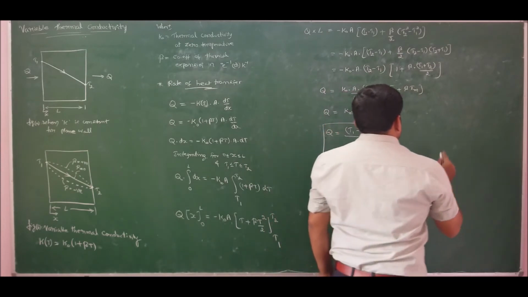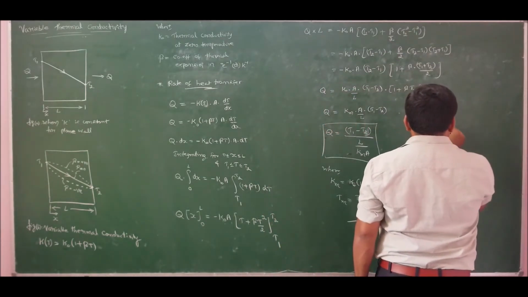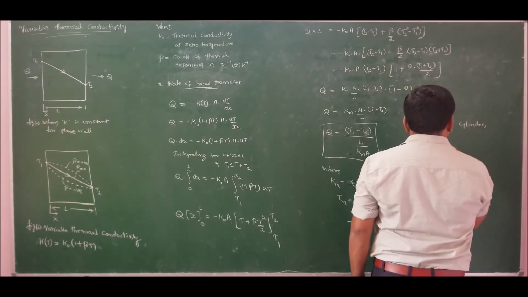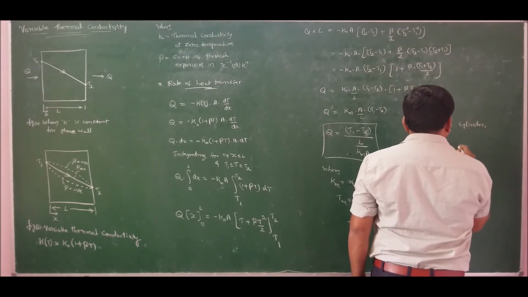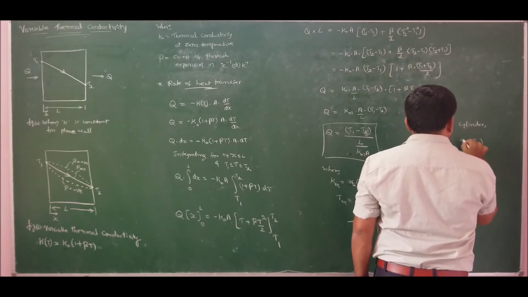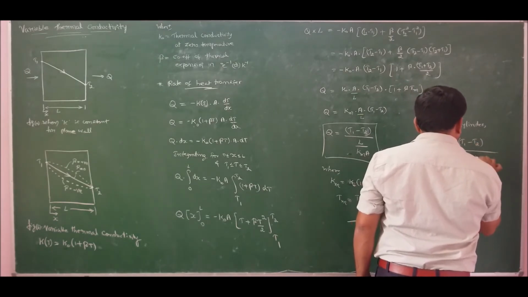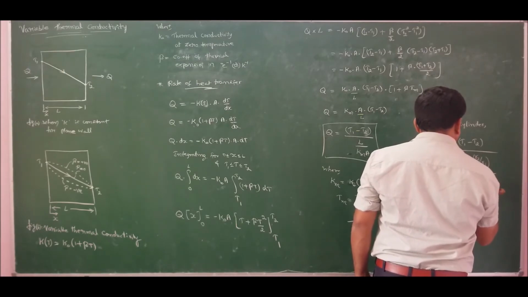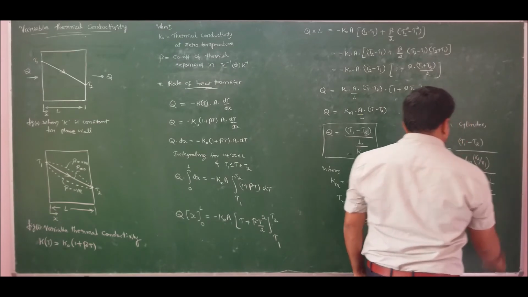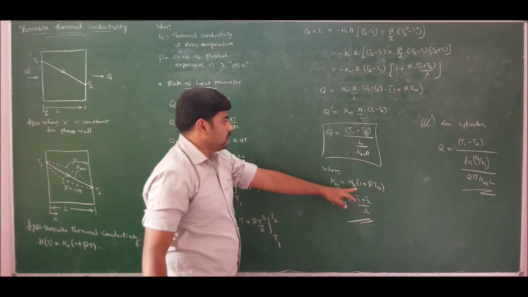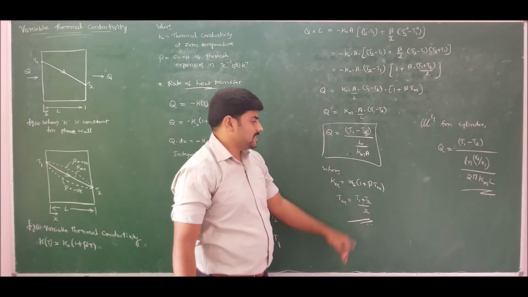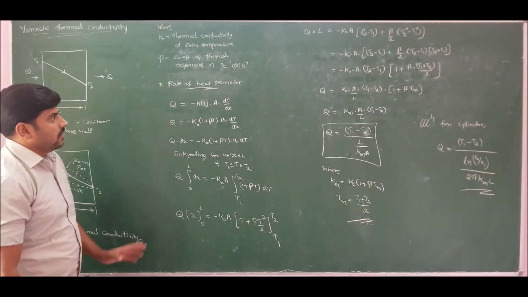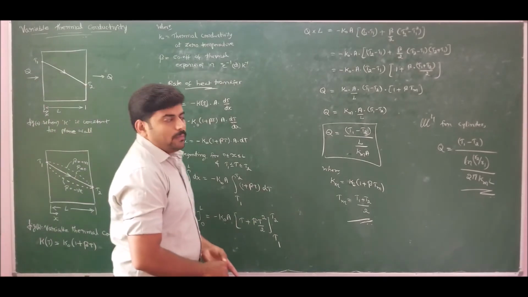So similarly, for cylinder, the rate of heat transfer can be given as T1 minus T2 divided by ln of R2 by R1 divided by 2 pi K mean L, where K mean is K naught of 1 plus beta T mean, where T mean is T1 plus T2 by 2. So this is the expression for rate of heat transfer for variable thermal conductivity through plane wall.